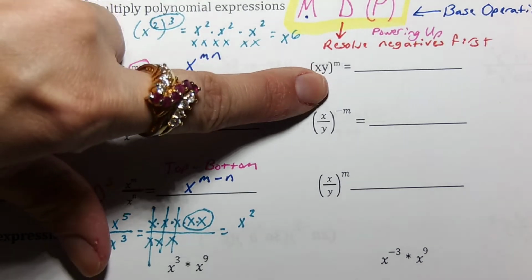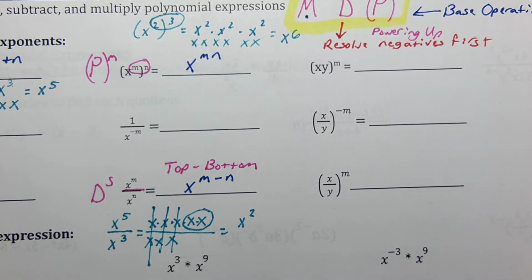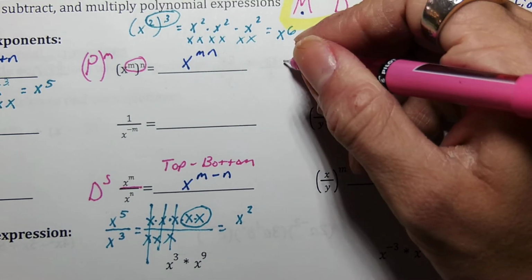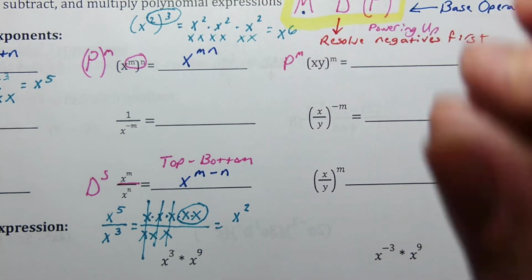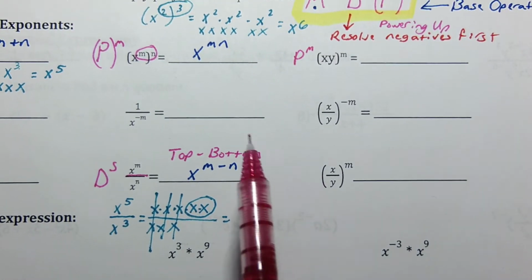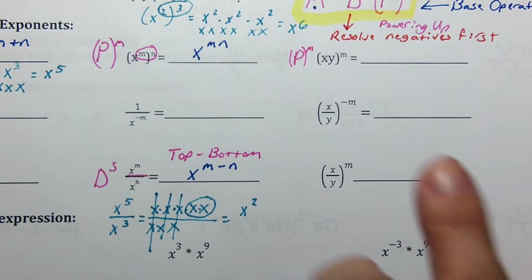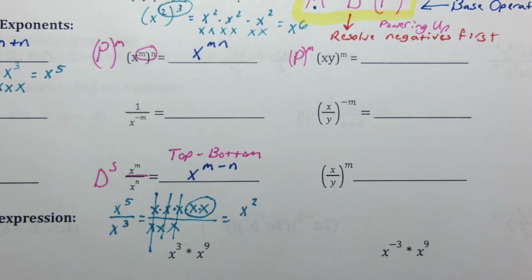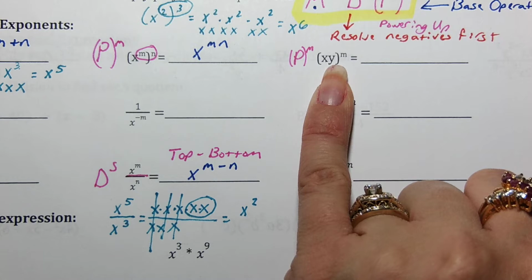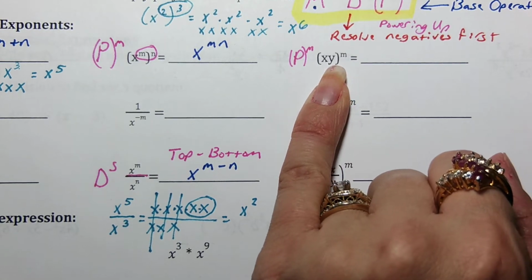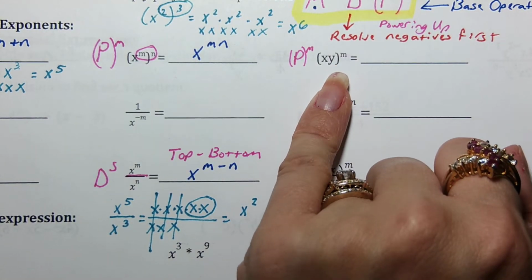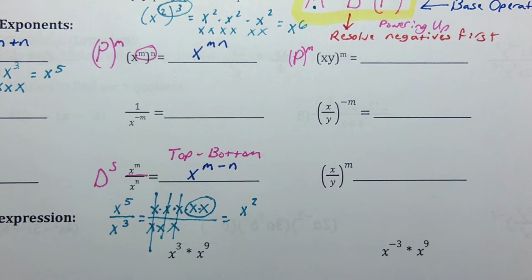Now, moving on to this one, it is also powering up. Now, when I power up, we are going to multiply all of the exponents by m. How many exponents do I have inside this parenthesis? There are 2, and that's a little bit strange because xy is a monomial. It's one thing, kind of the opposite of what we were doing with polynomials.